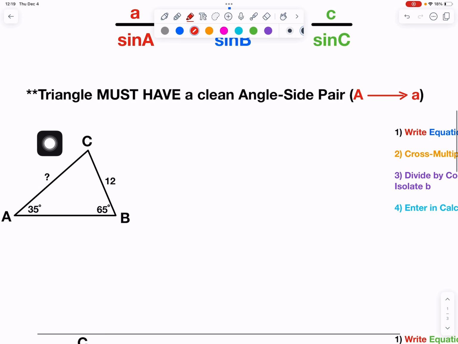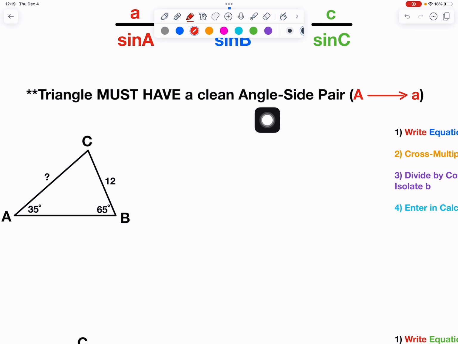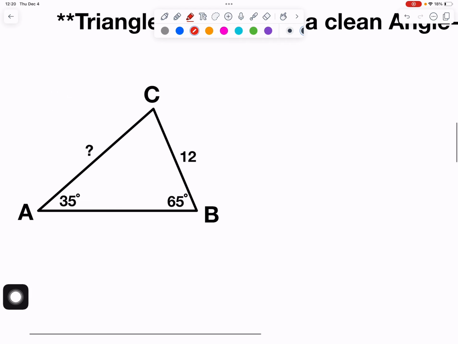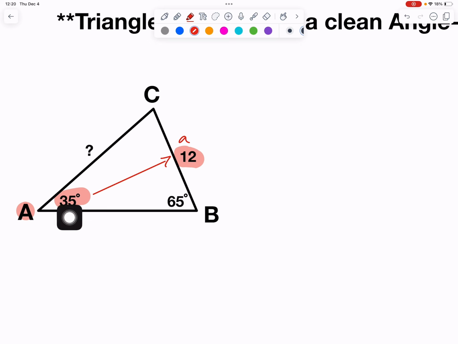All right. The triangle must have a clean angle-side pairing. In this case, we have A and a, so I'll go ahead and highlight that for us now. Opposite angle A is, great job, side a. So do you see how we have our pairing of an angle and a side that share that same letter? You need that in order for this to happen.